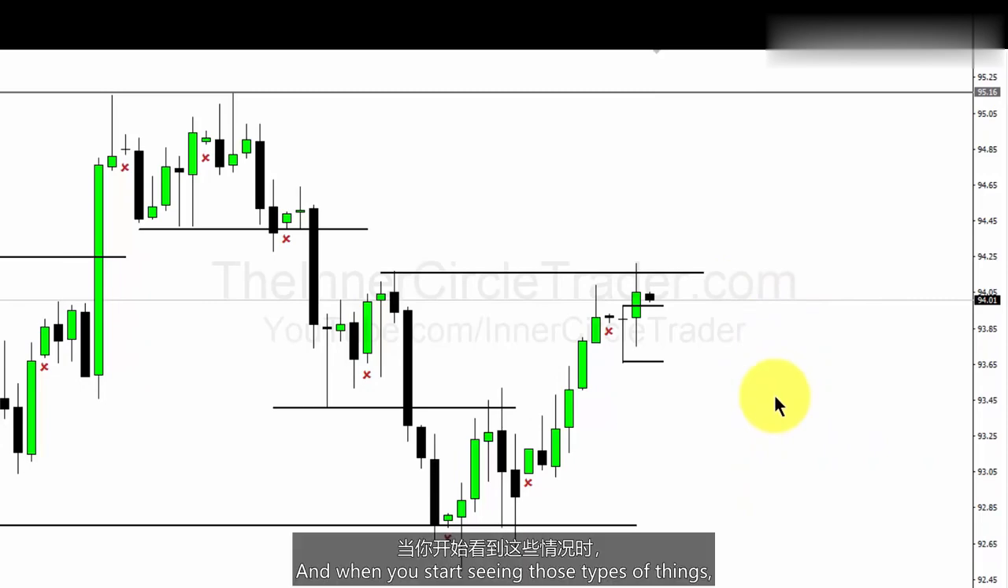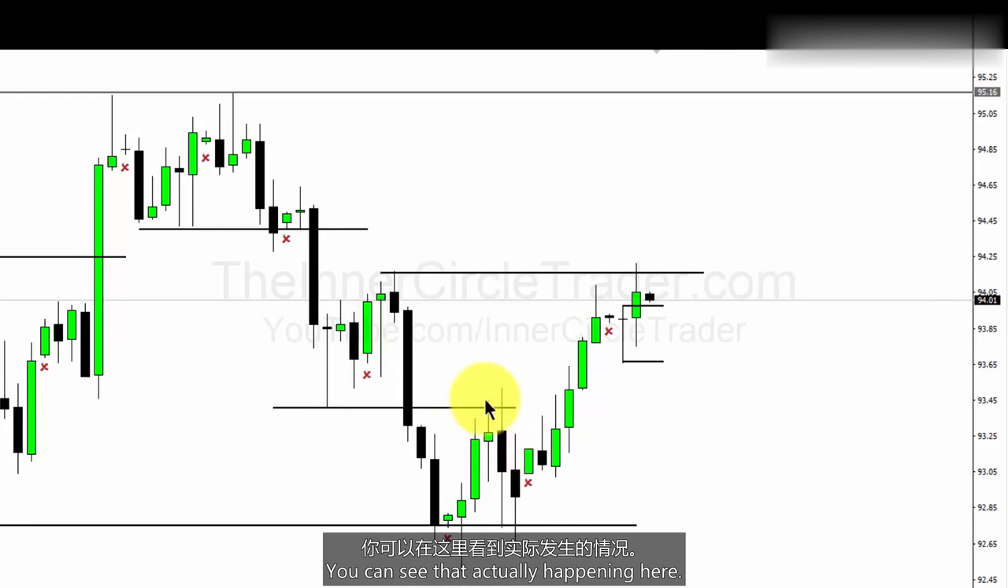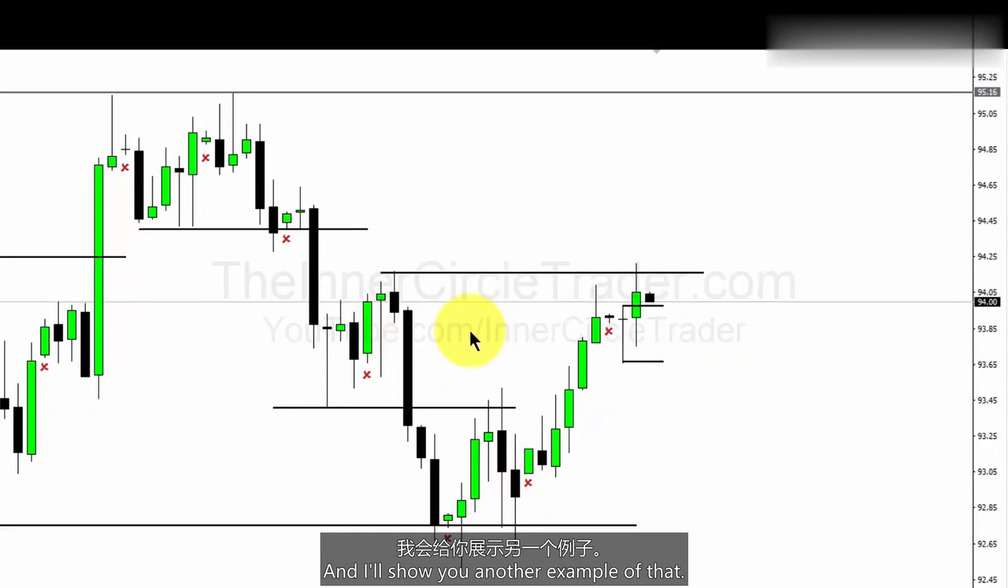And when you start seeing those types of things, get prepared because the market could be, in fact, about to reverse. You can see that actually happening here. Previous day's high and low here. The next day, it trades through it, and its low is violated too. So we're about to see a reversal. Next day, reversal.